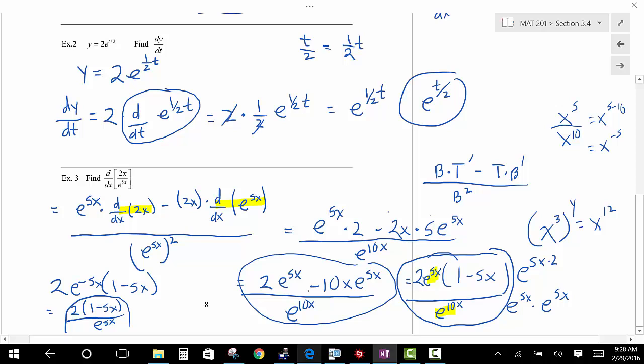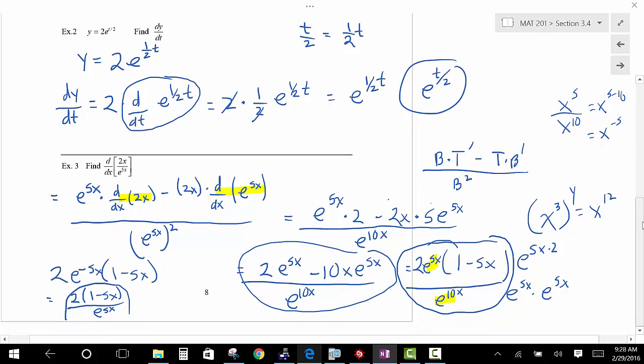So are there any questions about any of that algebraic simplification, the factoring or the reducing or anything? Does that look okay to everybody? Okay. All right. Now that's a couple of examples of how you would use that particular derivative rule.